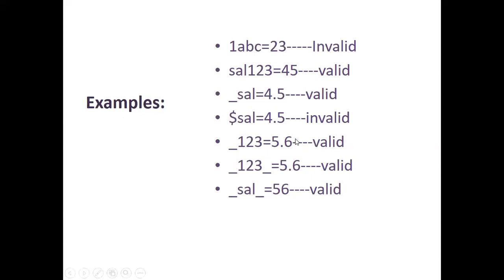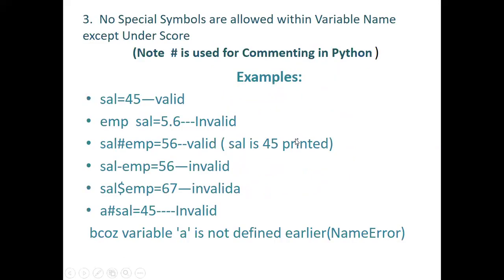Now, let's take the other examples. No special symbols are allowed within a variable name except underscore only. Hash is used for commenting purposes only.